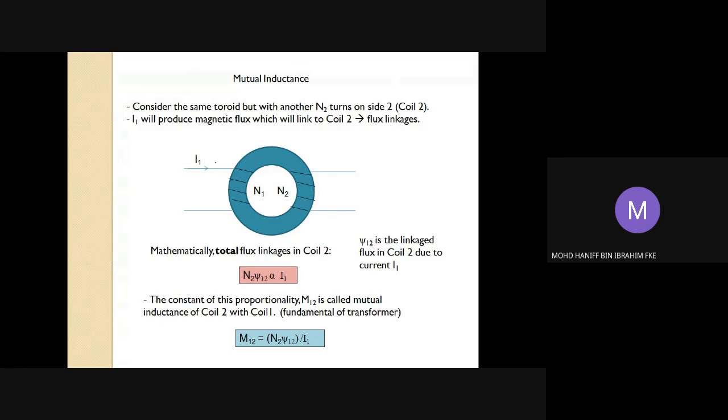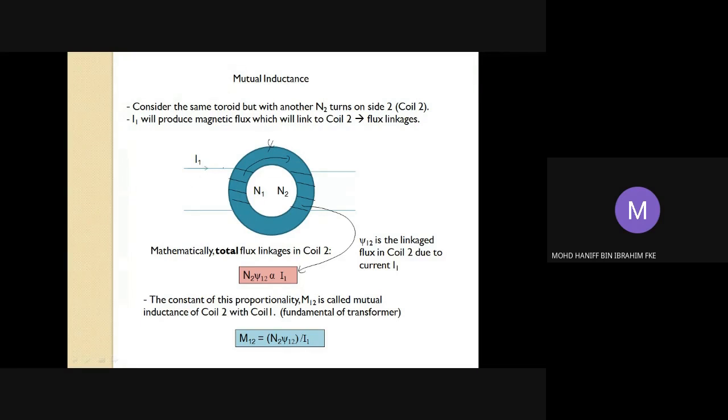So it can be said that the current I1 flowing inside the N1 turns produces flux, and the flux from the N1 turns will be linked to the N2 turns. So the flux linkage in the N2 turns, in this particular secondary winding of N2 turns, which we call coil number 2, the total flux linkage shall be proportional to the current I1.